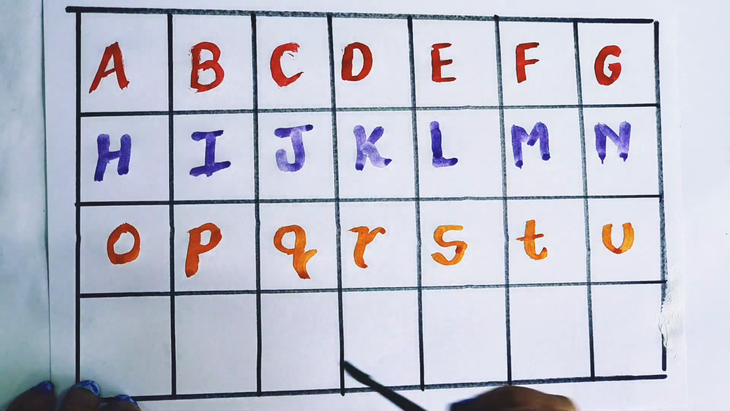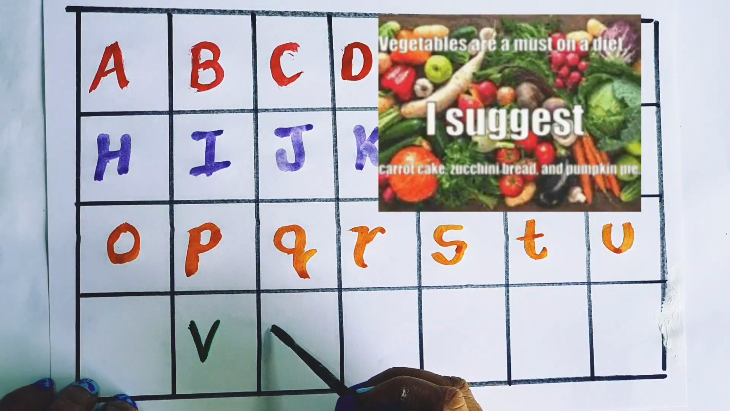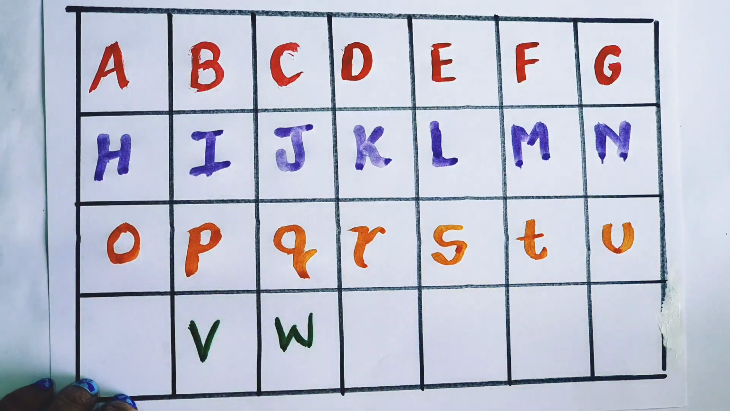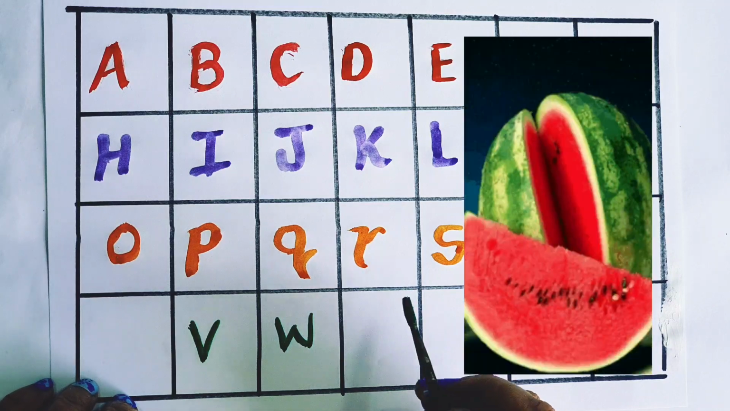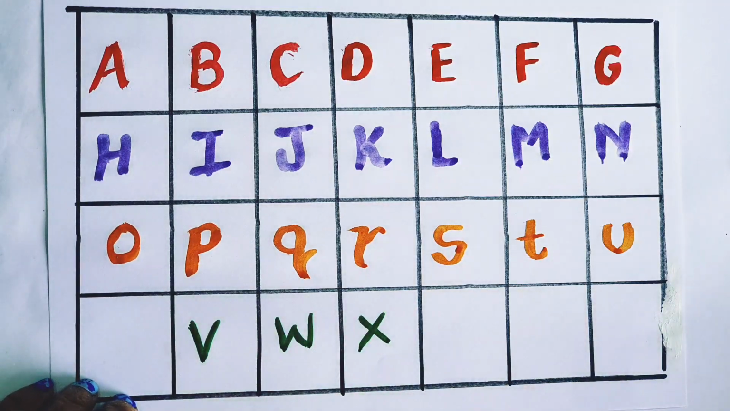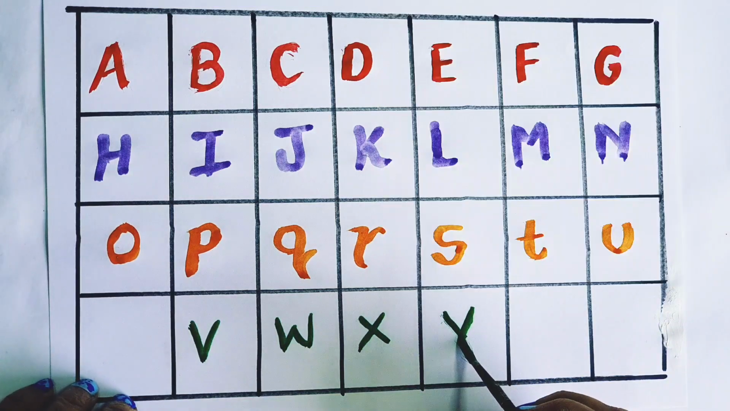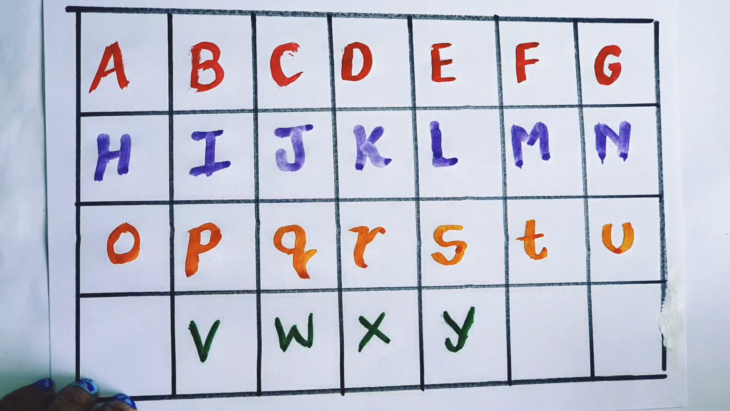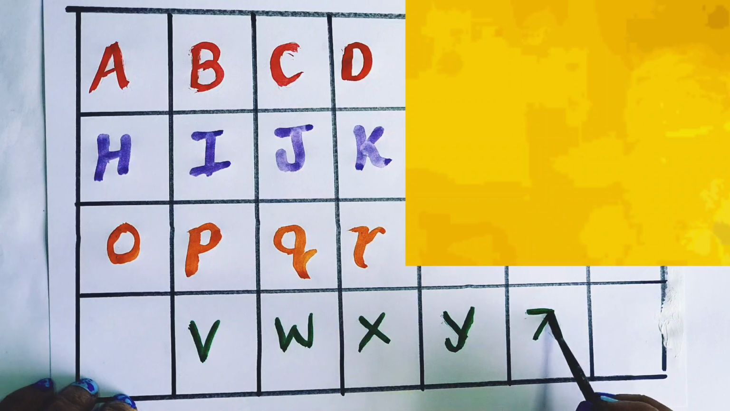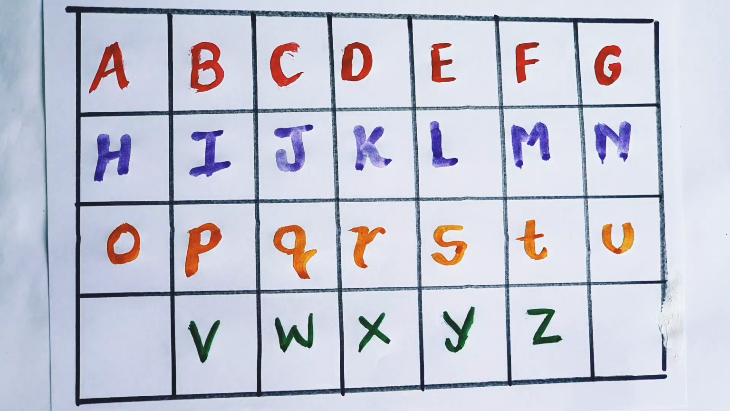Green color. V. V for vegetable. W. W for watermelon. X. X for xylophone. Y. Y for yak. Y for yellow color. Z. Z for zebra.